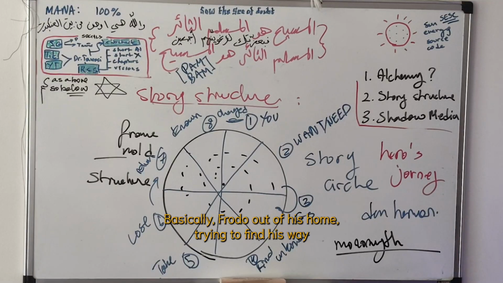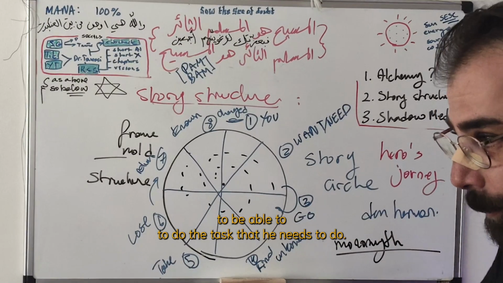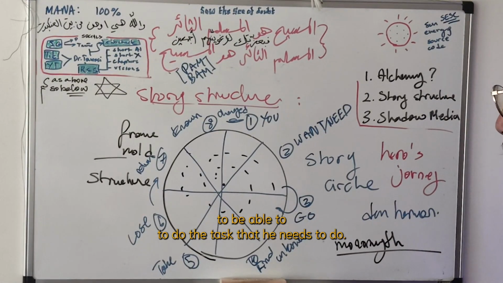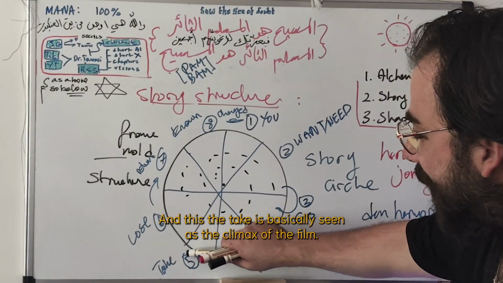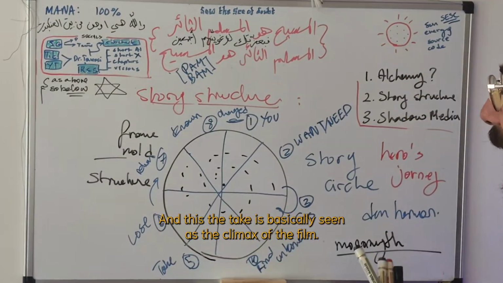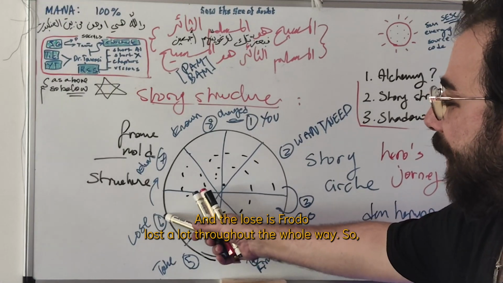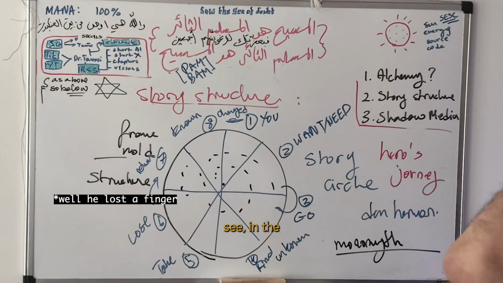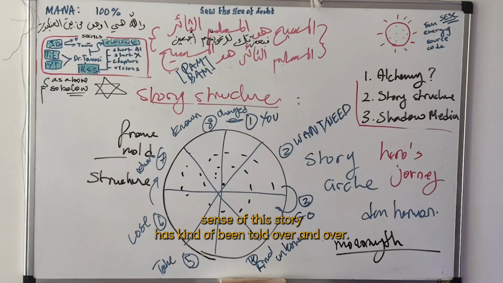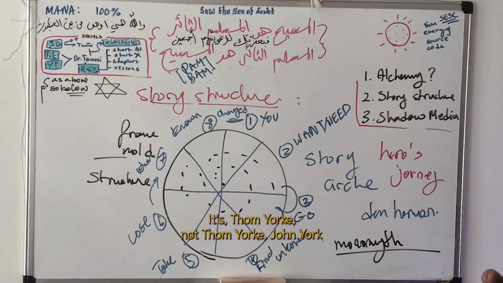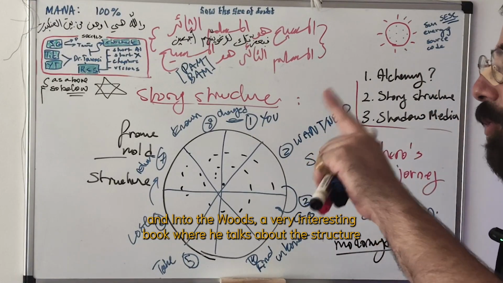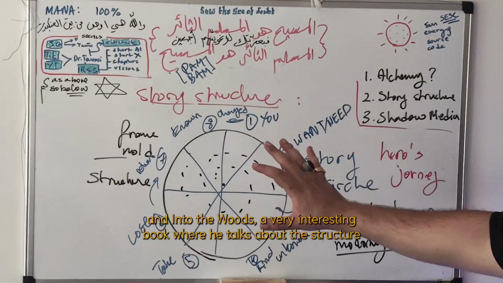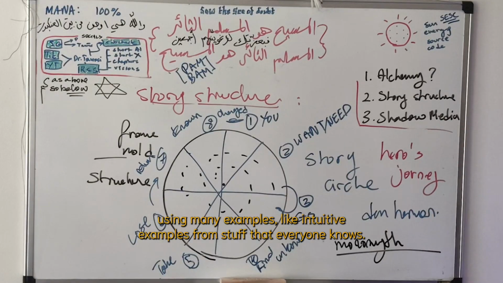Frodo out of his home, trying to find his way to be able to do the task that he needs to do, okay? And this, the take, is basically seen as the climax of the film, and the lose is Frodo lost a lot throughout the whole way. So you understand. So this story has kind of been told over and over. It's very familiar. It's John York in Into the Woods, a very interesting book where he talks about the structure using many examples, like intuitive examples from stuff that everyone knows.